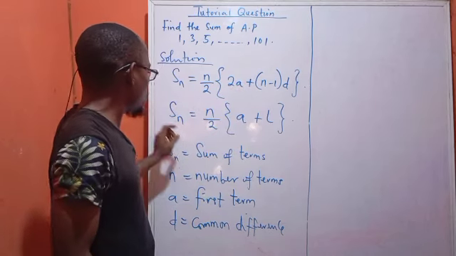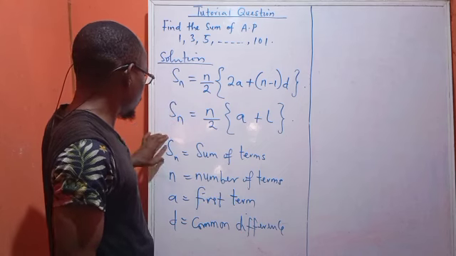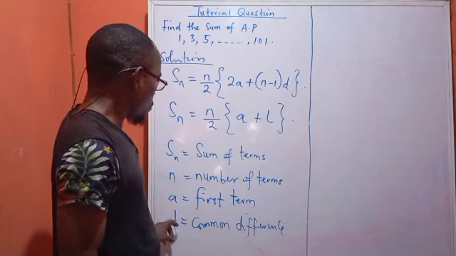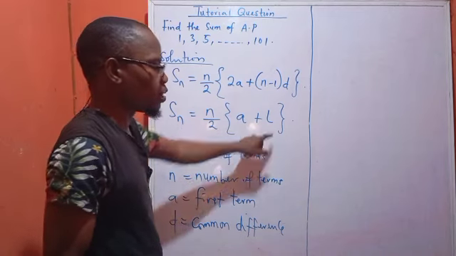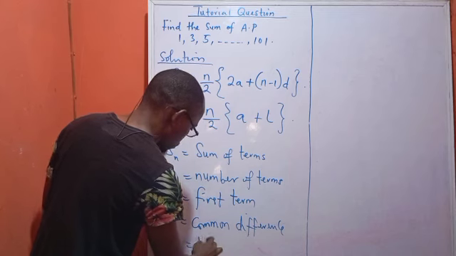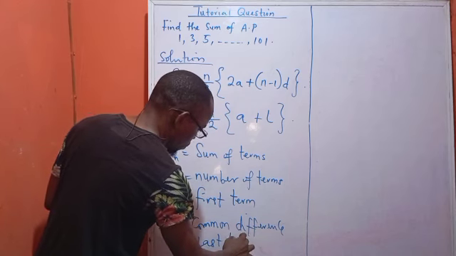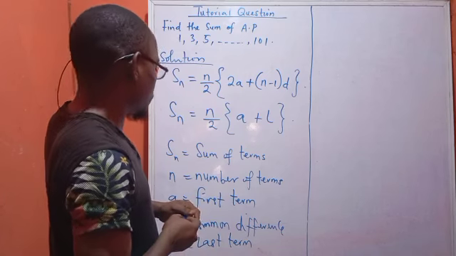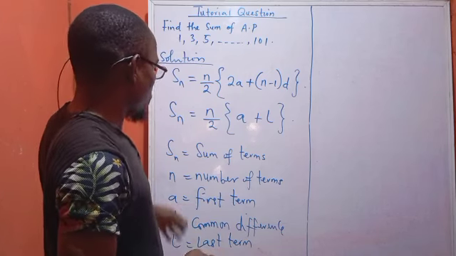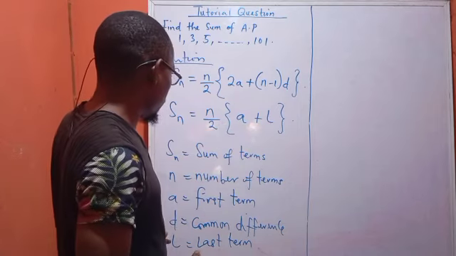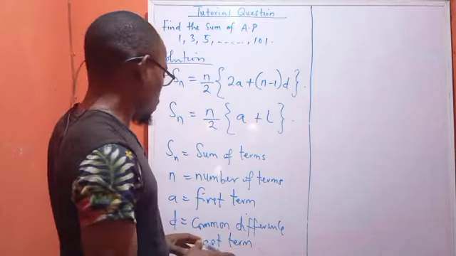Then looking at the second one, we still have the same thing here. We have n, which is this. We have a, which is this. But here we are now having l. So the l is the last term. That's the last term. So we are not having the common difference here. What we have there is the last term.